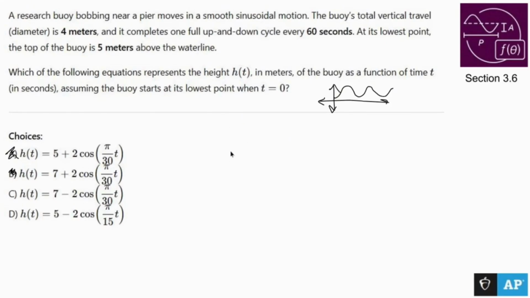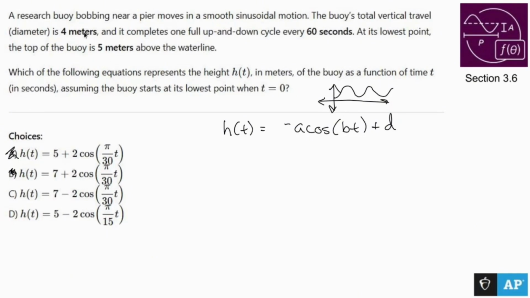So let's get rid of a and b. We're going to compare it to, I guess we'll use h of t. h of t equals negative a cosine, parentheses. Since we're not going to move left or right, we only have to worry about b times t. We're not going to worry about minus c or anything like that. And then we're going to add the midline, which is d. Now, this, of course, is written a little out of order. Who cares?